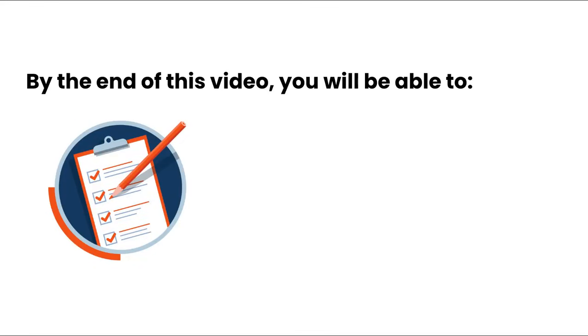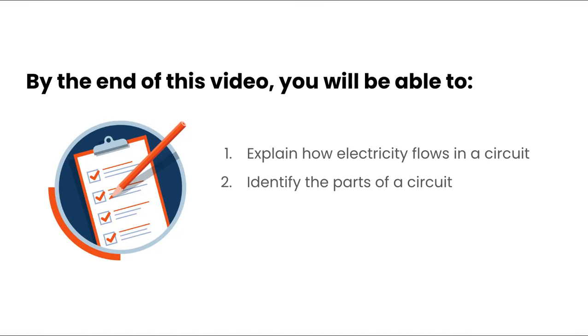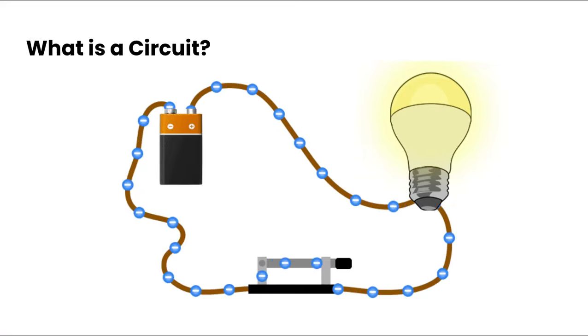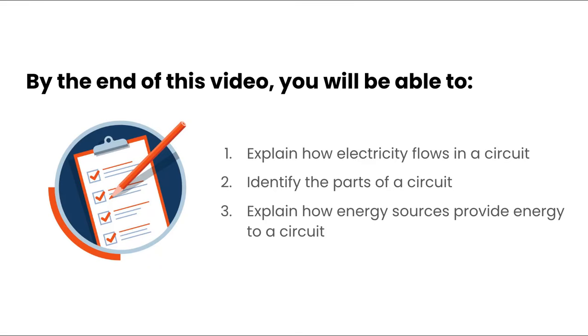In this video, we're going to take a look at what current electricity is. By the end of this video, you're going to be able to explain how electricity flows in a circuit, identify the parts of a circuit, and explain how energy sources provide energy to a circuit.